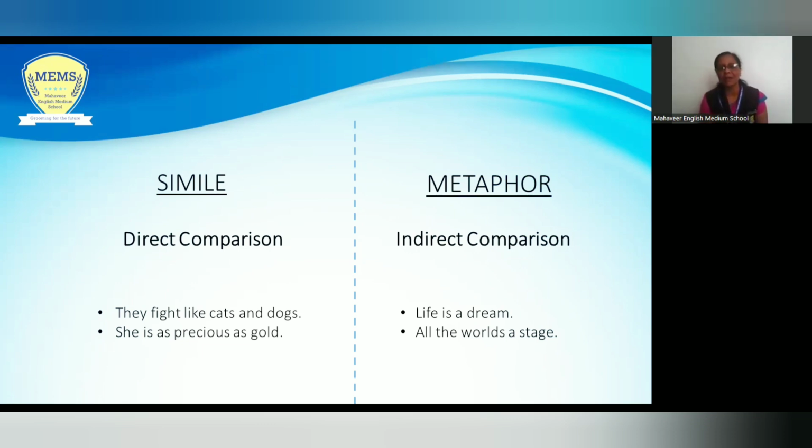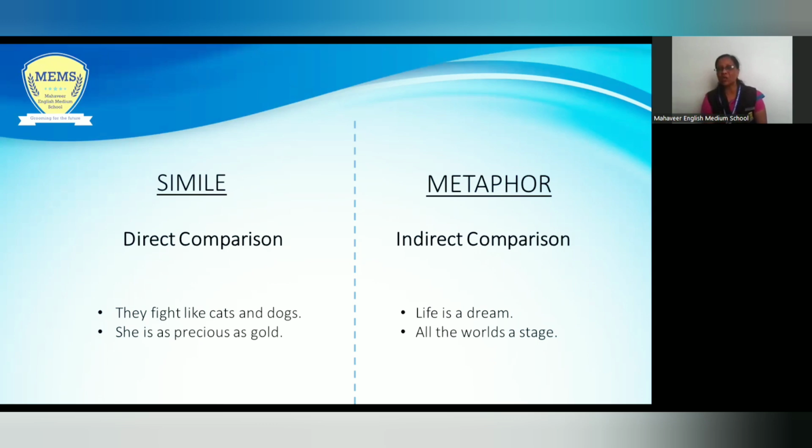Let us take the first example. Life is a dream. Two objects, life and dream. Comparison is there, but we don't have the words as, like, and so. As we don't have these three words, this figure of speech is considered metaphor. Let us take the second example from Shakespeare's poem, All the World's a Stage. We have two objects, the world and the stage. The comparison is there, but it is without as, like, and so. So it is considered metaphor and hence indirect comparison.